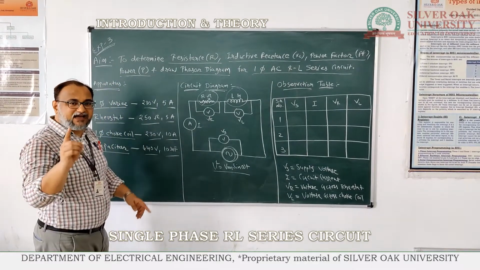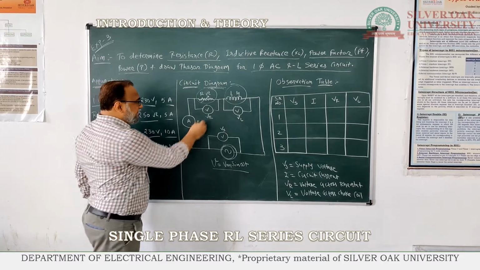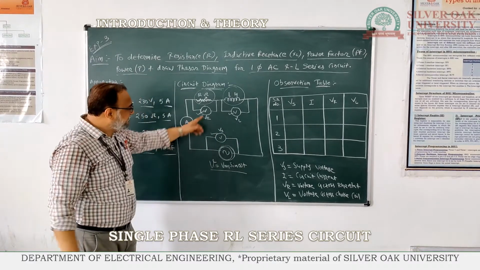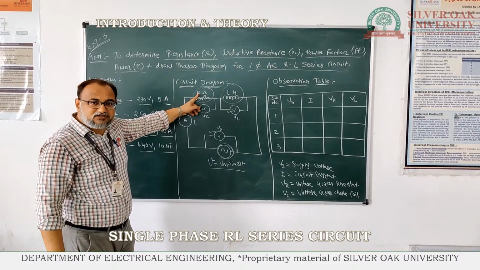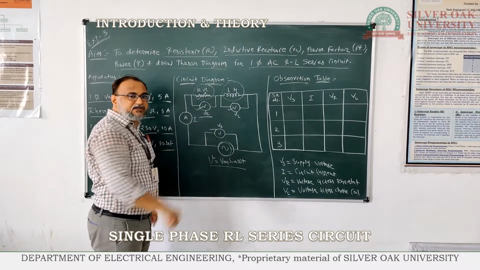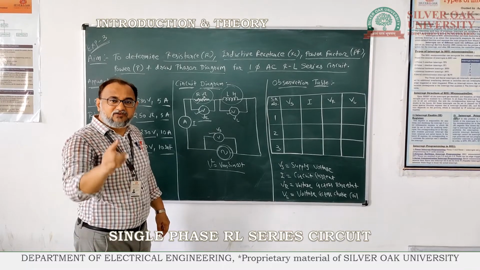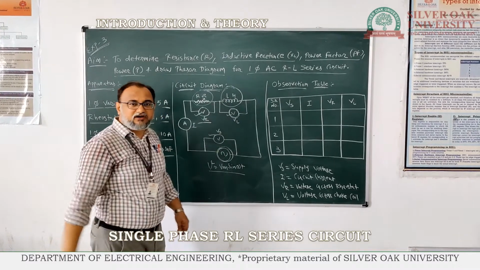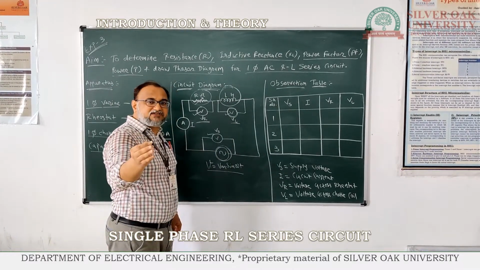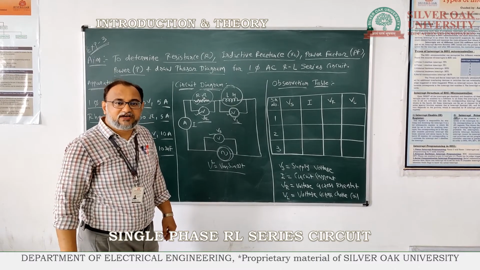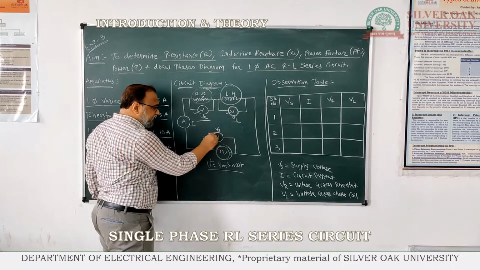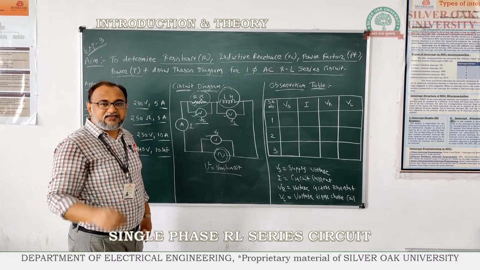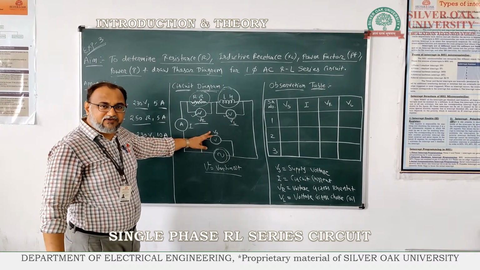Now you can see that I have connected 3 voltmeters here. The first voltmeter is connected across the rheostat to measure the voltage drop across the resistor, VR. The second voltmeter is connected across the choke coil to measure the voltage drop across the inductor, denoted by VL. And the third voltmeter is connected across the supply and measures the supply voltage, denoted by Vs.